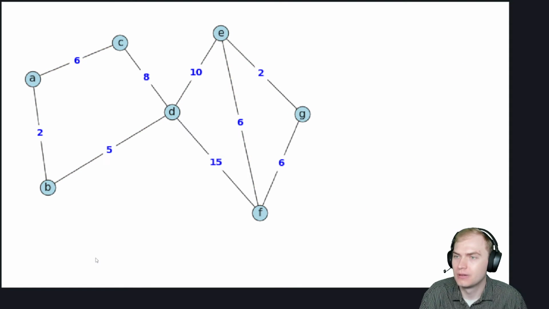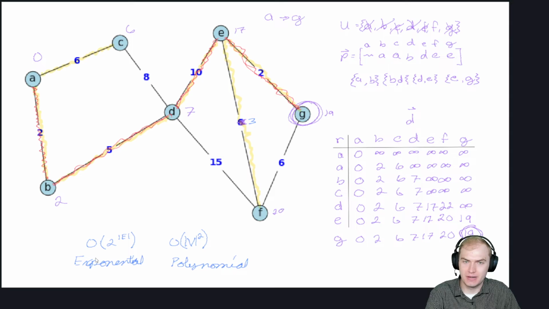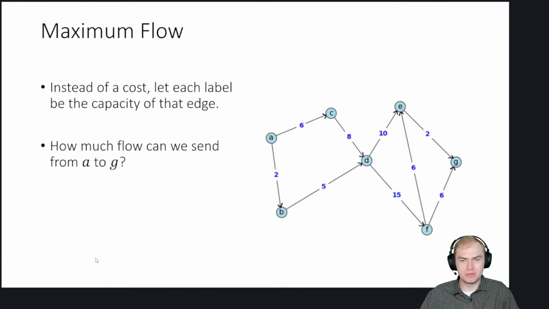So the next problem, so that's shortest path, that's how we solve that. The next type of problem is related. And it has a very, very interesting theorem attached to it, and very important for the solving of this type of problem.